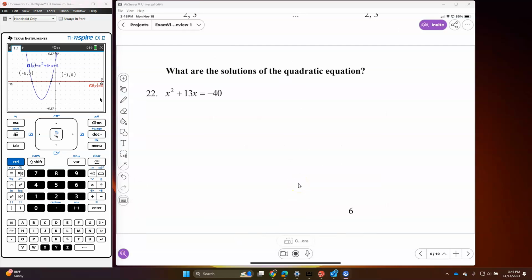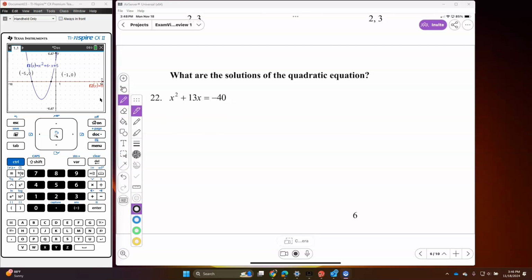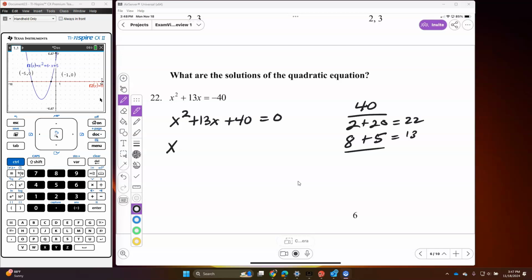22, what are the solutions of the quadratic? So you're going to have to move the negative 40 to the left. So you have x squared plus 13x plus 40 equals 0. Find the factors of 40. You have 2 times 20. You have 8 times 5, add them. And 8 and 5 give you 13.